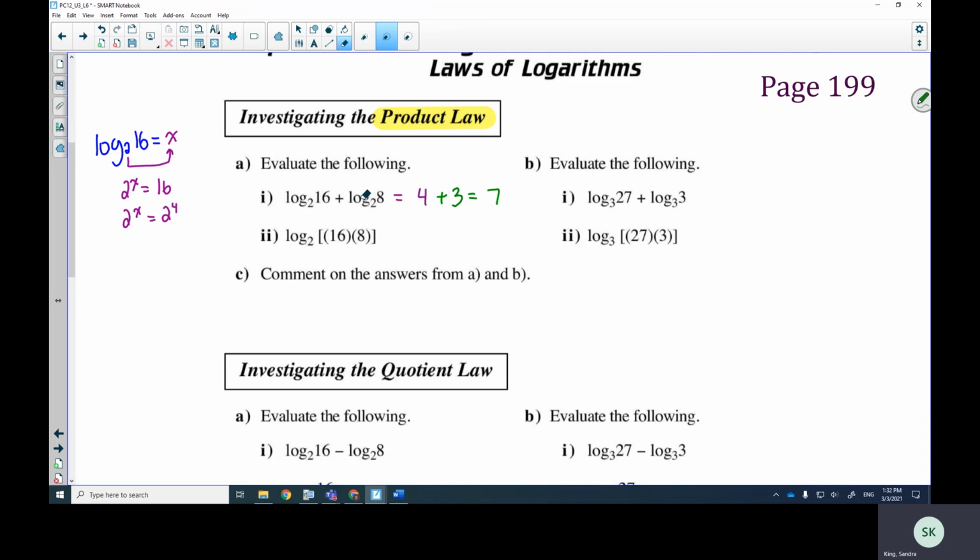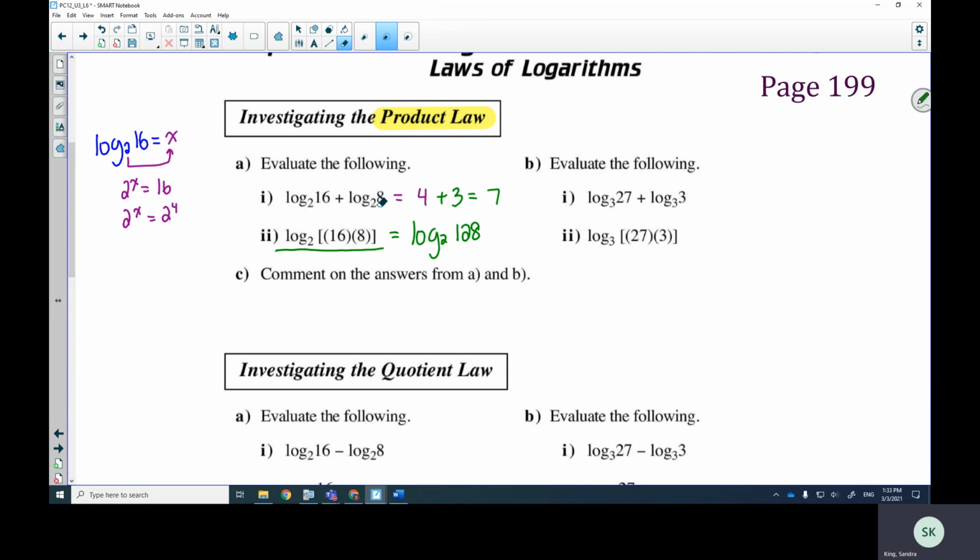And what they figured out is if your logs have the same base and they are being added, you could multiply the arguments together. So that would be log base 2 of 16 times 8. So when 2 logs are being added and they've got the exact same base, it's the product law. We multiply the arguments. That would become log base 2 of 16 times 8, which is 128. So what this law has done is it's condensed 2 logs down to 1 log.